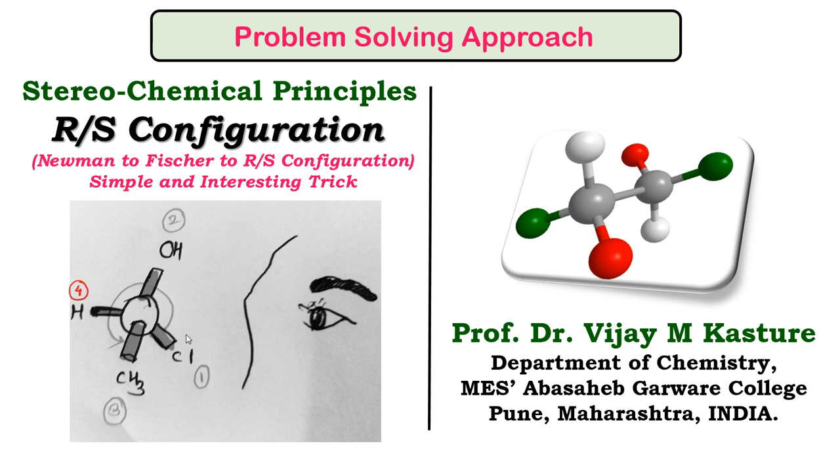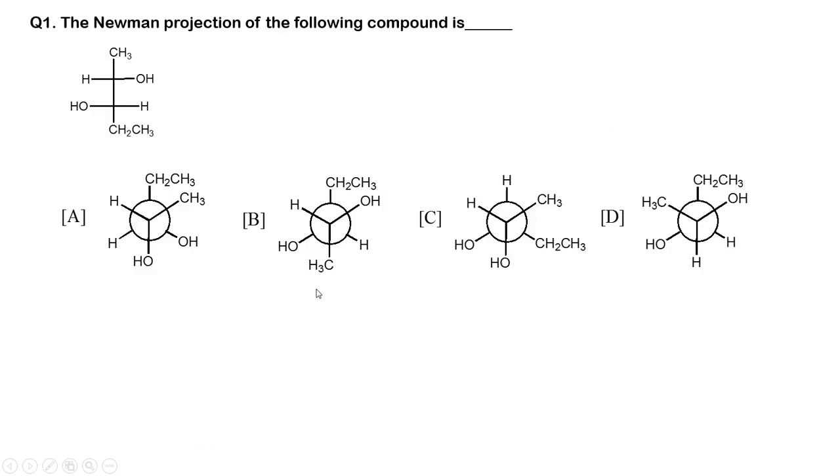In this video, we'll talk about a very interesting and at the same time simple trick: when molecules are represented in a Fischer projection and the options are provided in different formats, how we can take the help of this method. So let us take a first example. The question is: the Newman projection of the following compound is. In this case, the molecule is provided in a Fischer form.